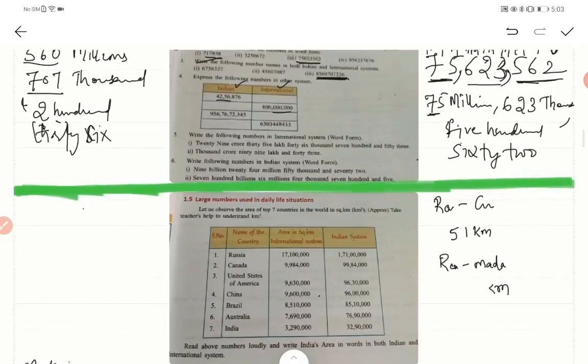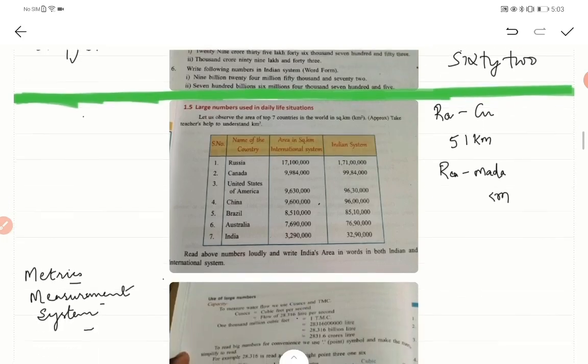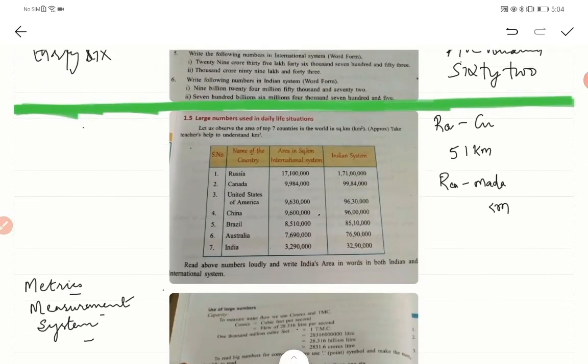Now, in today's class, let's see our regular or daily life situations, how big numbers are used, and how we write those numbers in some simplified way. In this table you can see seven countries' area, in both the international system and the Indian system. We had seen before how to write in the international system and the Indian system.